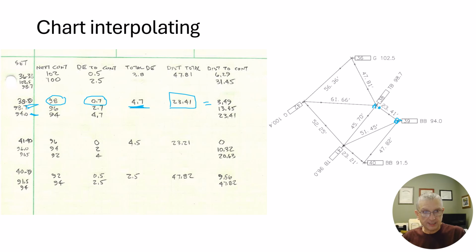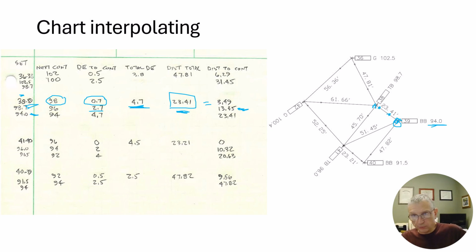Then for the 96, it's 2.7 feet in the difference in elevation to the next contour from the host point, 38. Divide by 4.7 to see the portion of the total, multiply times the distance of 23.41, which gives us 13.45, which is this second tick mark. And it goes without saying that this point is at 94, so the 94 contour is here.